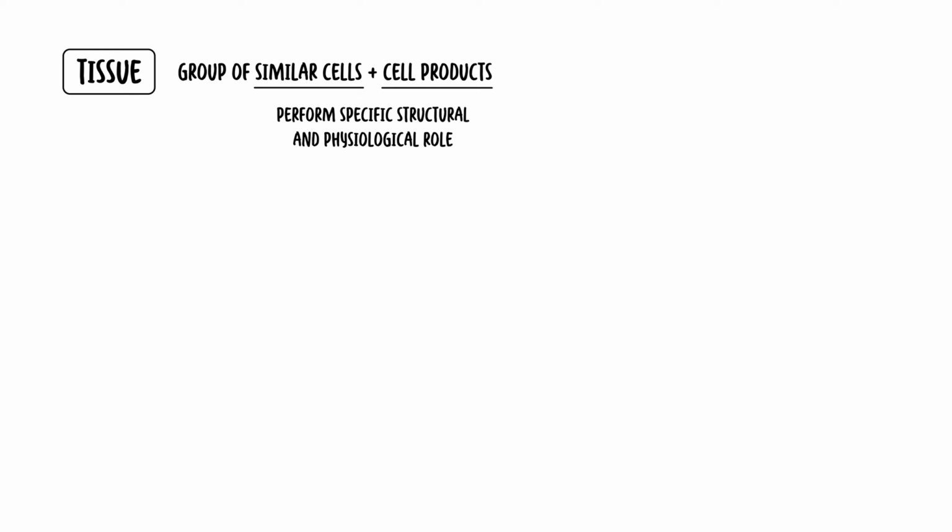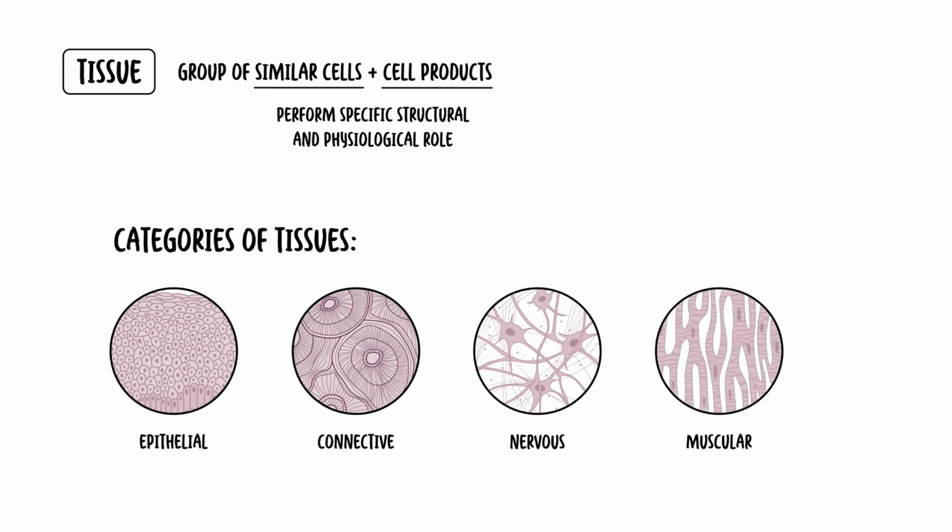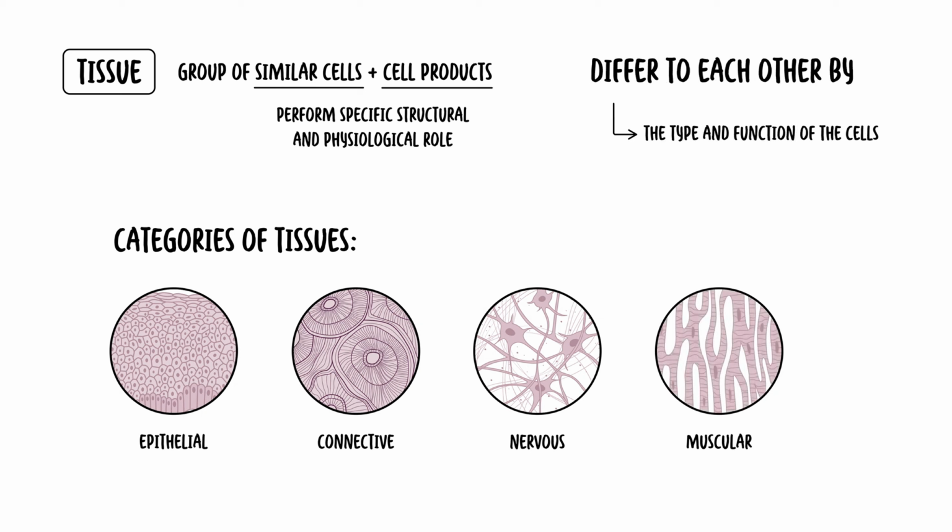Although there are many types of cells in our body, they are organized into four broad categories of tissues. These are epithelial tissue, connective tissue, nervous tissue, and muscular tissue. The tissues differ from each other by the type and function of the cells that make up the tissues. The tissues also differ by the characteristic of the matrix, which is really the substance that surrounds the cells, and the amount of space occupied by the matrix versus the cell. So the ratio, essentially. Let's take a look at the features of the four primary types of tissues, beginning with epithelial tissue.